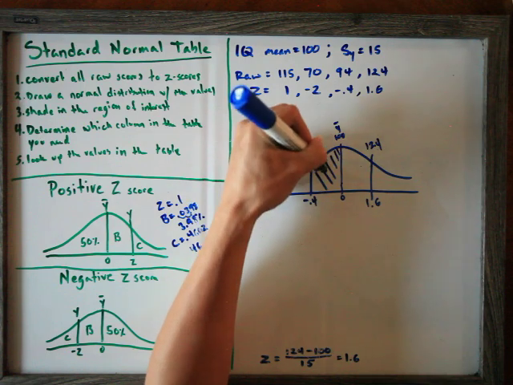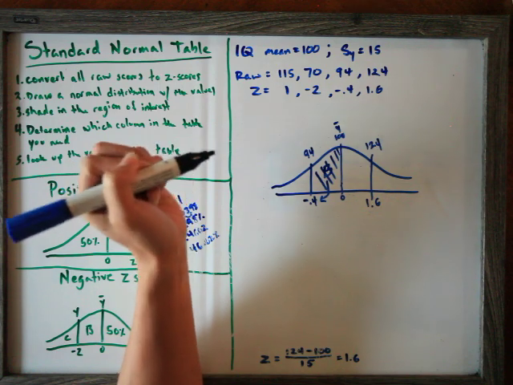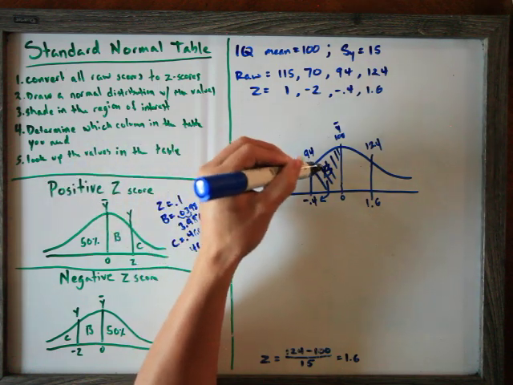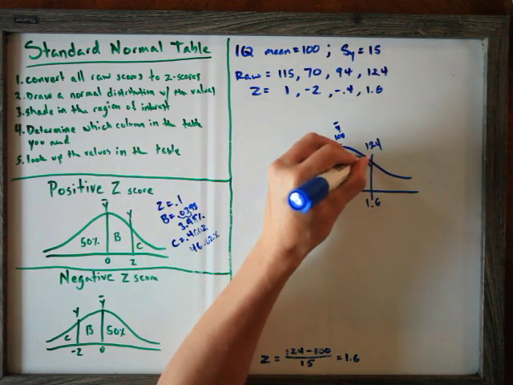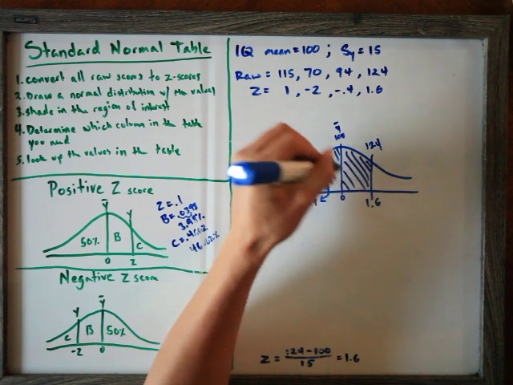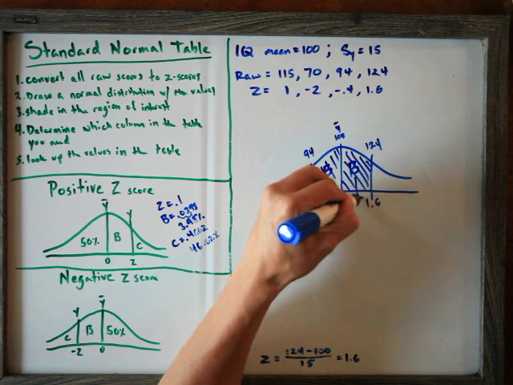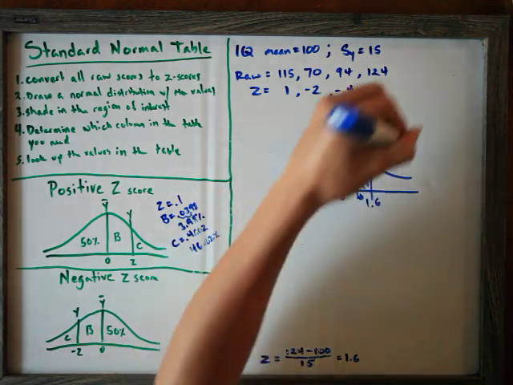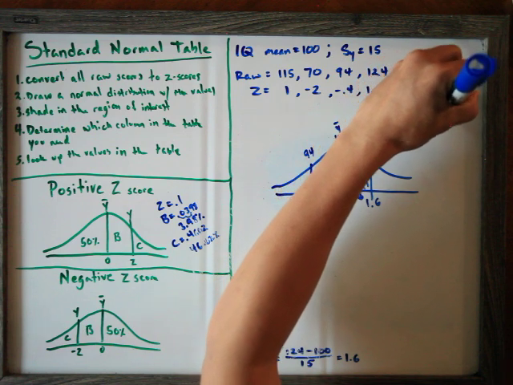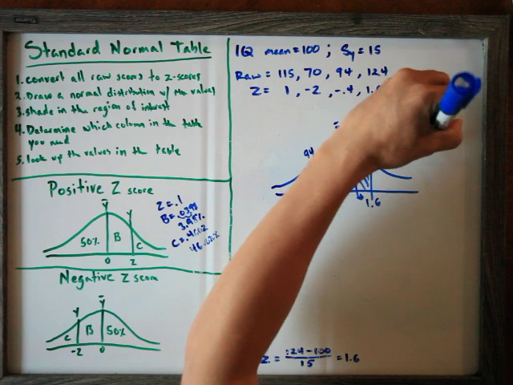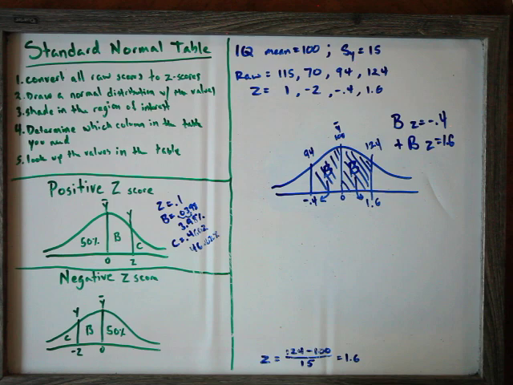This region is B for this z-score. Okay? So this region is B for a z-score of negative 0.4. And we need this region because that's also between 94 and 124. And that's going to be B, but for this z-score. So what I'm going to do is I'm going to do B of a z-score of negative 0.4, and I'm going to add that to a B for a z-score of 1.6.